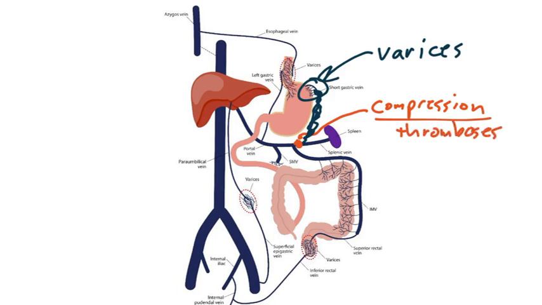Now, the reason these fundus varices are important is because they can present similarly to esophageal varices. So if a patient has portal hypertension and hematemesis, they are likely to have esophageal varices, but they could have varices of the gastric fundus.